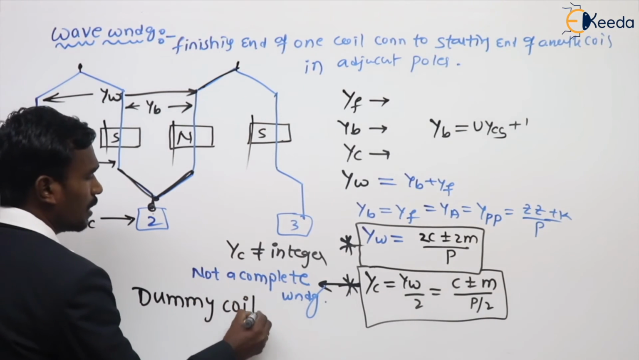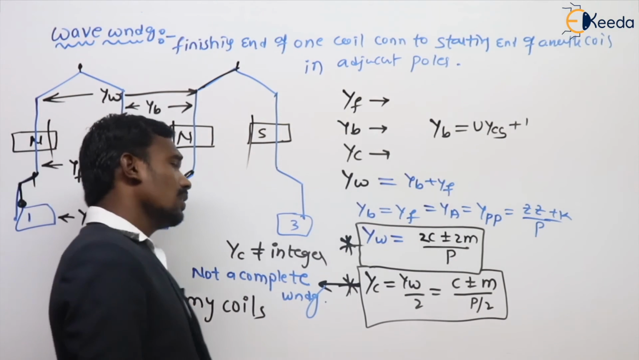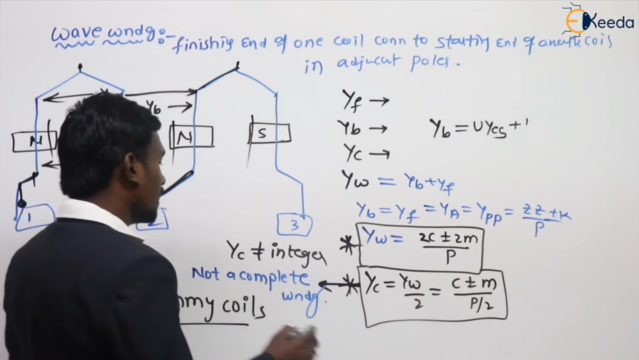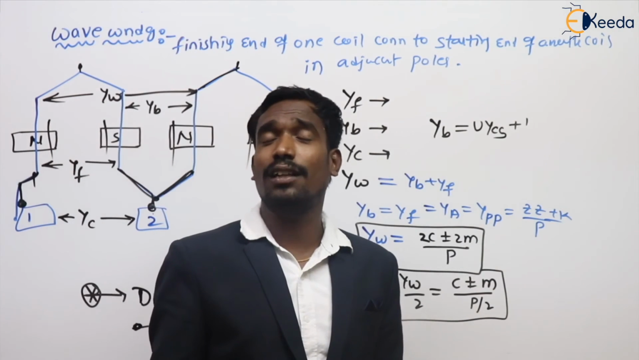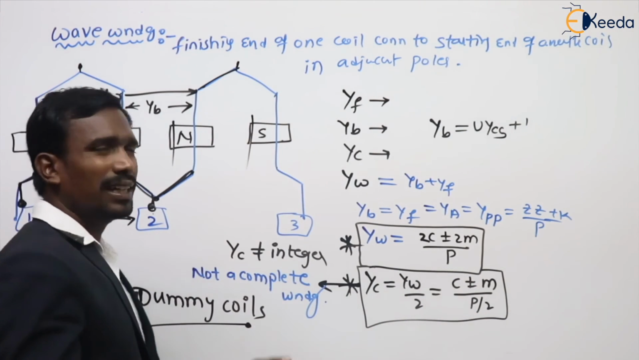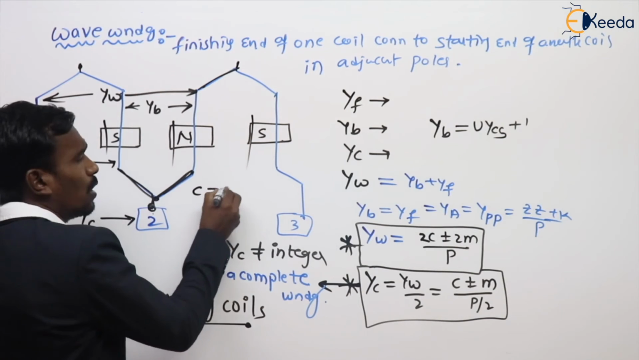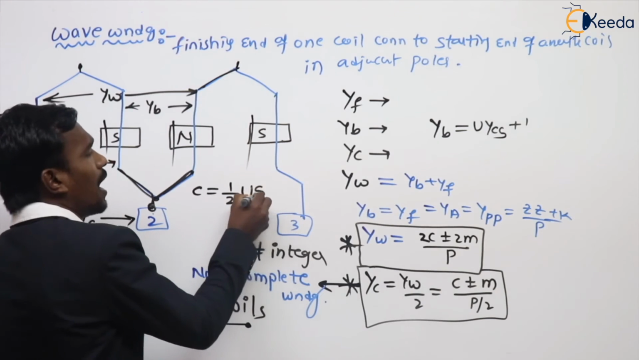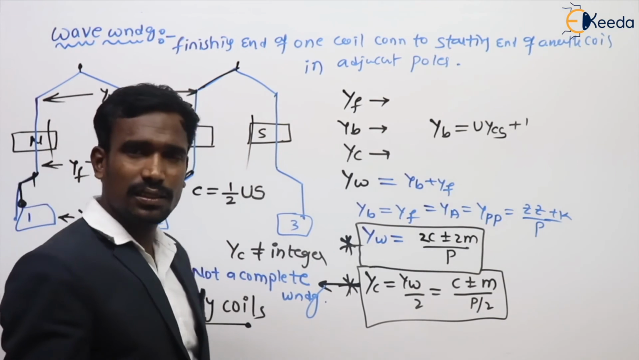Very important thing: our wave winding is not a complete winding, and here in wave winding we require dummy coils for balancing purposes. The dummy coils are coils which are used only for mechanical balancing but not for energy conversion. So this is not a complete winding, as I already said. The total number of coils is equal to the product of number of conductors per slot and number of slots. Generally, this is the total number of coils.